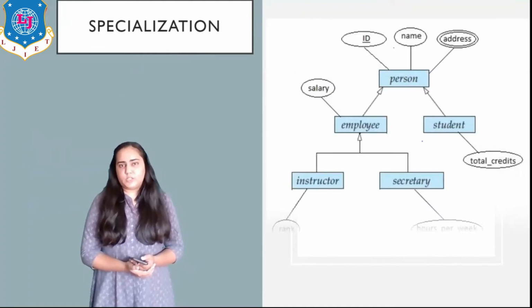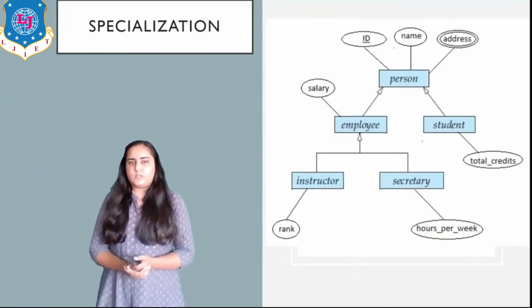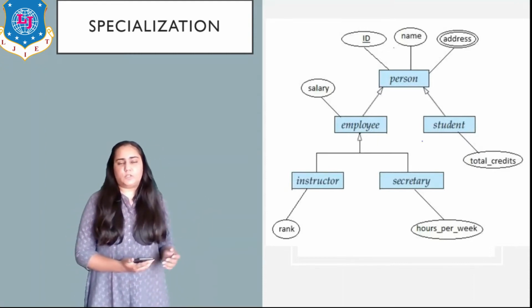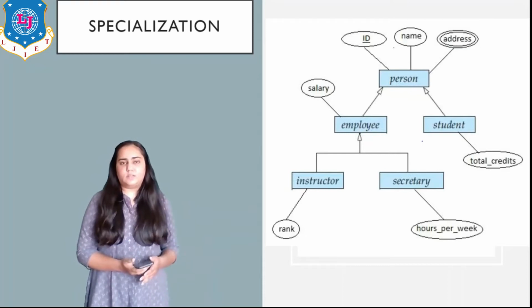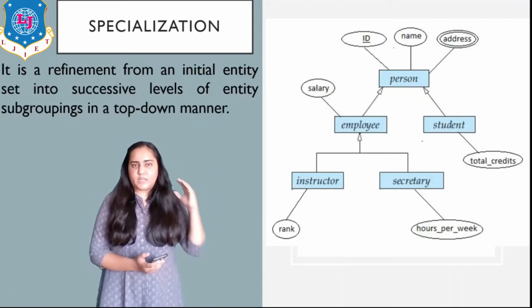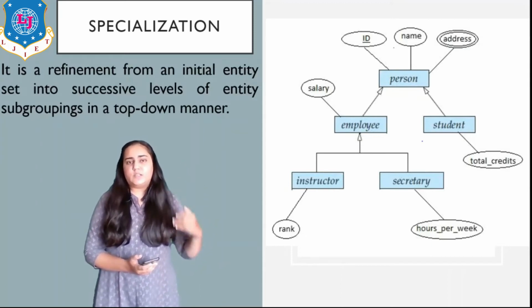What is specialization? Here there's a diagram that I've given, and this is the diagram of specialization, and I'm going to tell you what it is. Specialization is a refinement from an initial entity set into successive levels of entity subgroupings in a top-down manner.